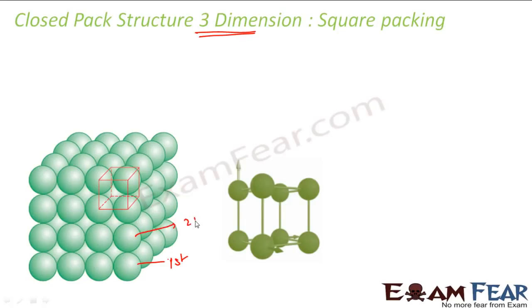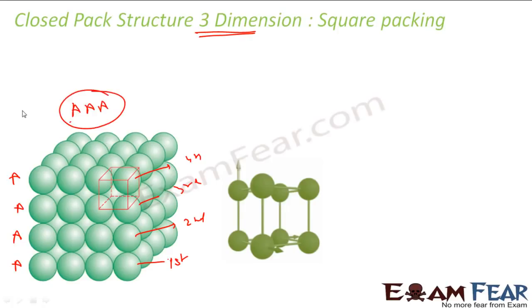On top of that, I am putting a second layer. Exactly the same. Then third layer. Exactly the same. Then fourth layer. Exactly the same. So if you see, if this was my one layer, this is called A. The second layer is also A. Third layer is also A. Fourth layer is also A. Correct? So this type of packing is called AAA packing.